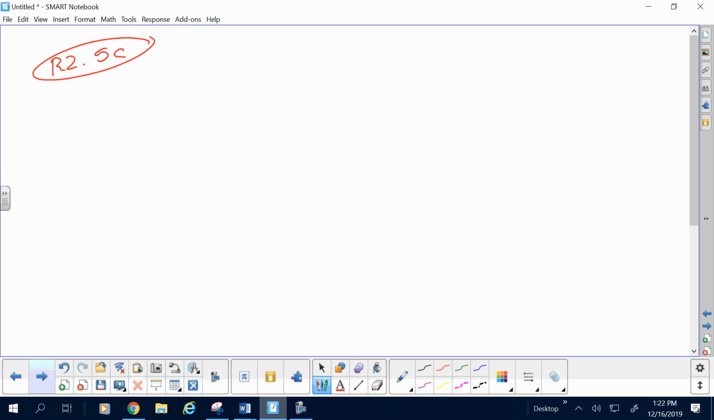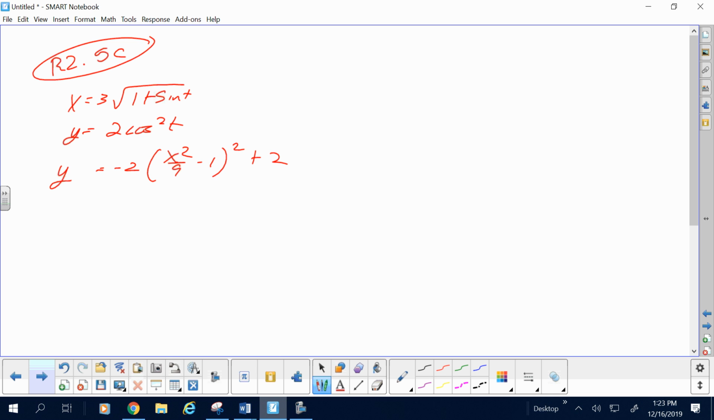Okay, so we have that x is 3 root 1 plus sine t, and y is 2 cosine squared t, and y is negative 2. Okay, so we're trying to show that dy dx could be thought of 2 ways and that they have to be equal.